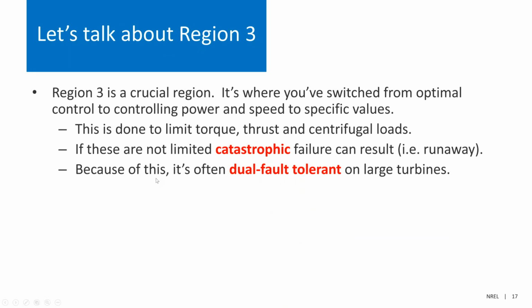So on large wind turbines, control of region 3 is often dual fault tolerant. In other words, two separate things can fail, and you can lose the power grid at the same time, and the turbine won't run away.